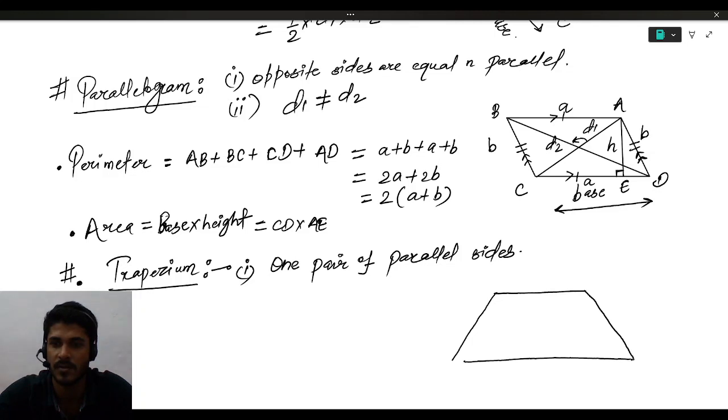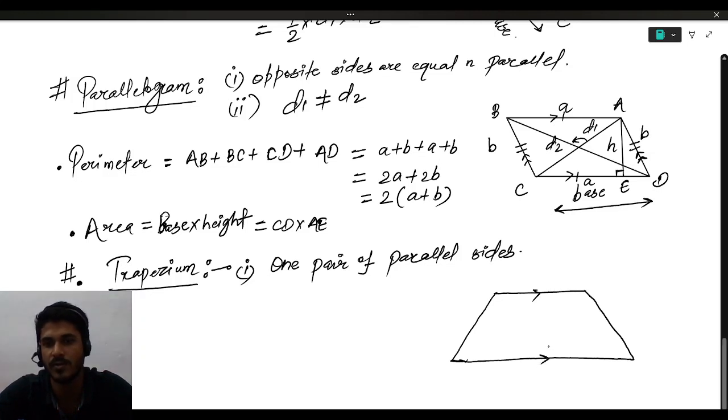Yeah, let's suppose this is a trapezium. So this side is parallel to this side, so we have got a pair of parallel sides. It is a quadrilateral since it has four sides. Quadrilateral ABCD is a trapezium, because it has got a pair of parallel sides.